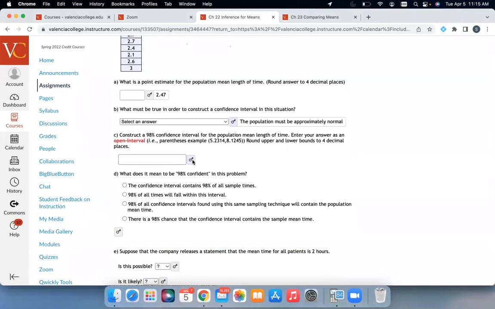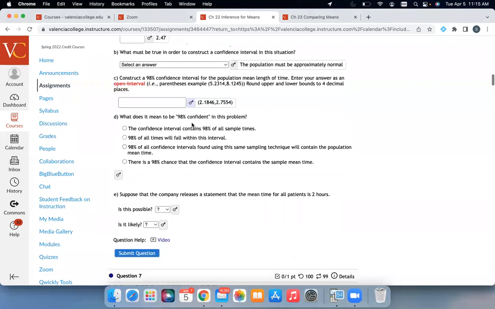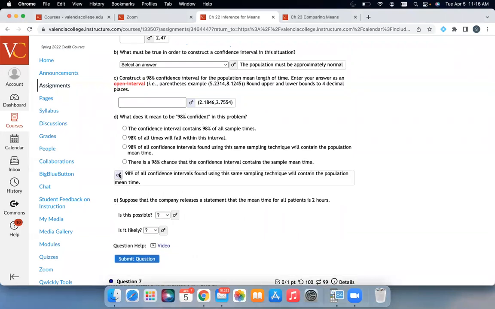Right, there's checking the conditions. Here's the interval. Notice how they want us to type the interval. Remember what a confidence level means. It means 98% of all the intervals of that size would include the true population mean.